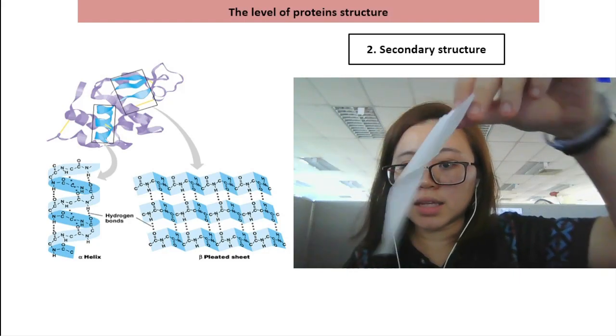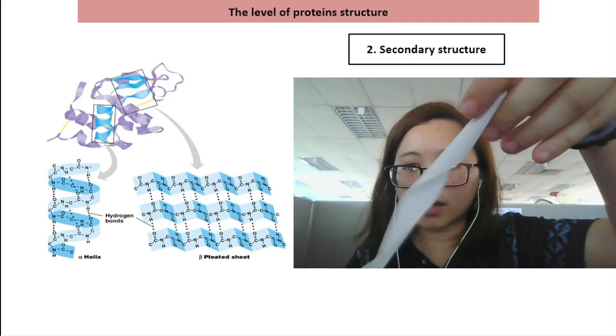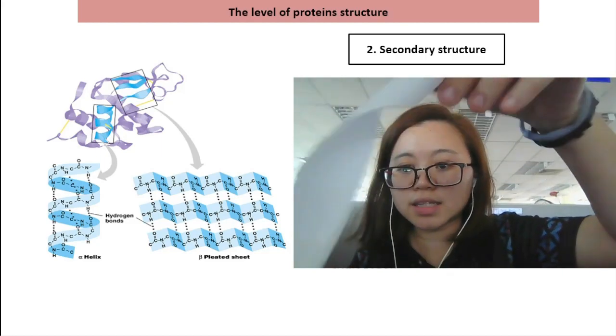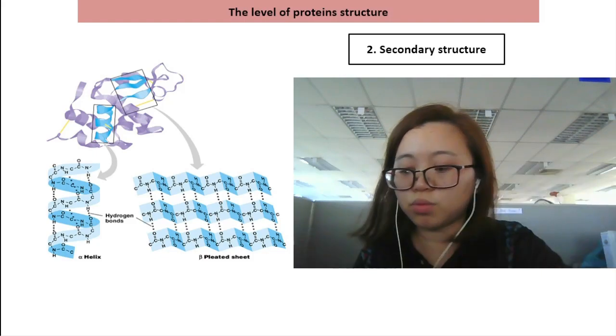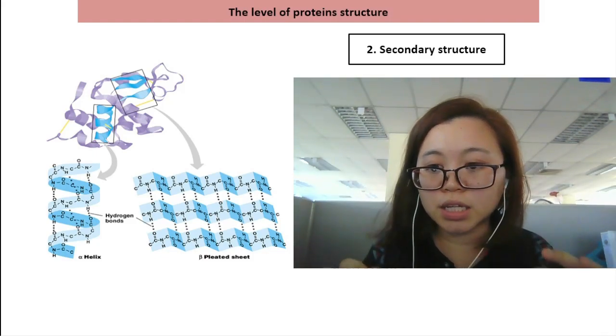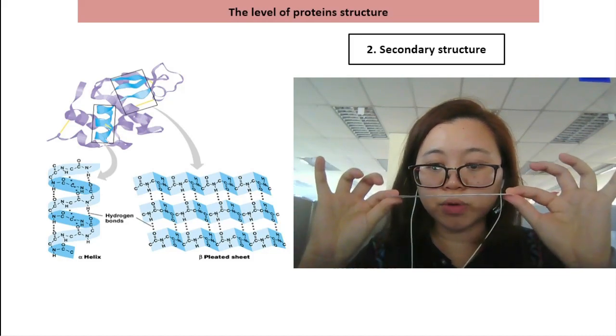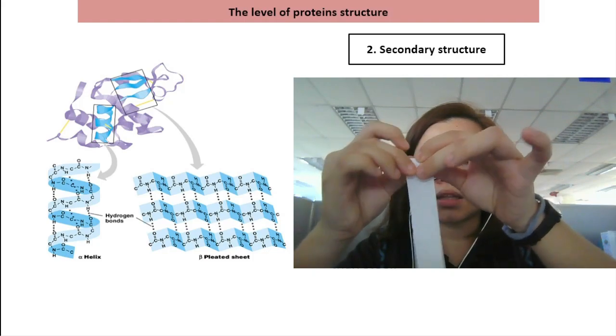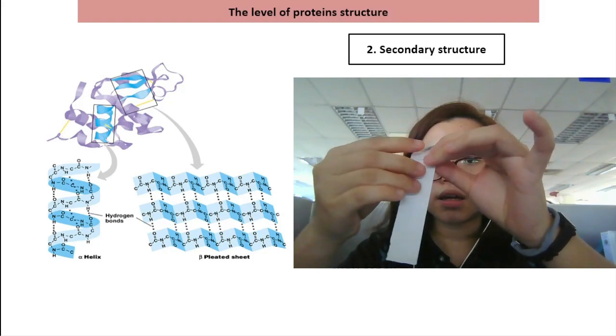When I coil it like this, it has a twist like that, right? This is your alpha helix. If I had a longer paper, it would look nicer. If I want to fold it into a beta pleated sheet, this is how it starts. I fold, fold, fold, fold it.